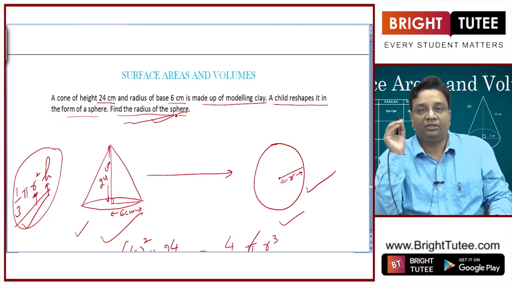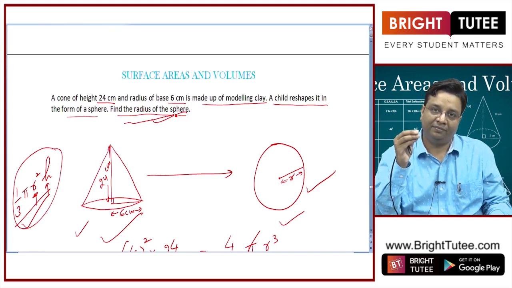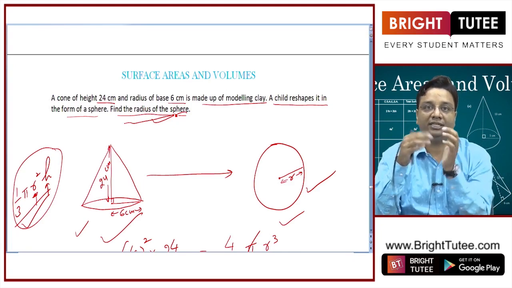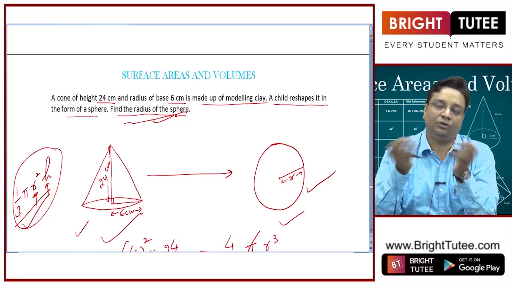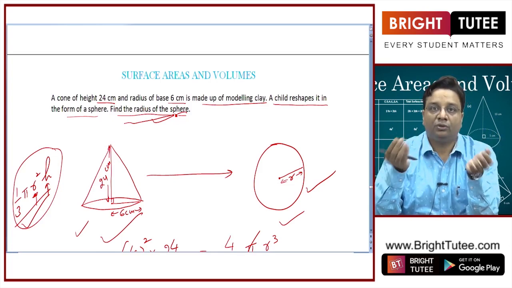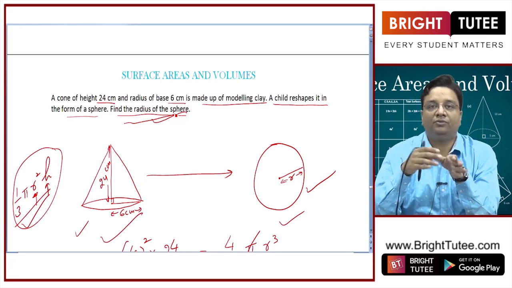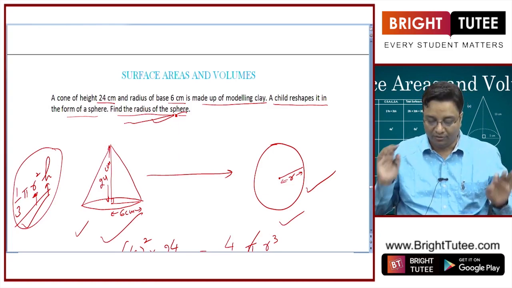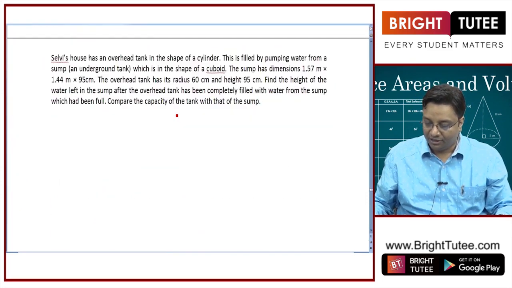The only concept that I have used here is that the volume will remain the same irrespective of the shape that we are modeling it into. The other thing that is useful in this question is the formula. You should be thorough with the formula that the volume of a cone is 1 by 3 pi radius squared into h, and the volume of the sphere is 4 by 3 pi r cubed. I have used these facts to solve this question. This was a pretty simple question. Let's deal with the next question here.